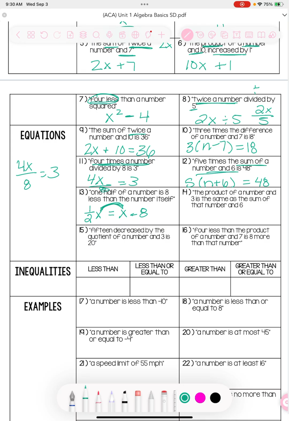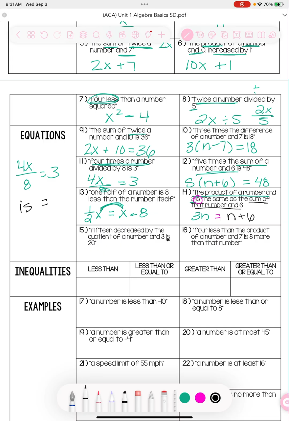The product of a number and 3 is the same as the sum of the number and 6. Okay, so the product of the number and 3. So that's where we're going to start. So 3n, and then the is my equal sign, the same as the sum of that number and 6. So that number and 6 is how we're going to do that. So remember that is the equal sign. So is equal.